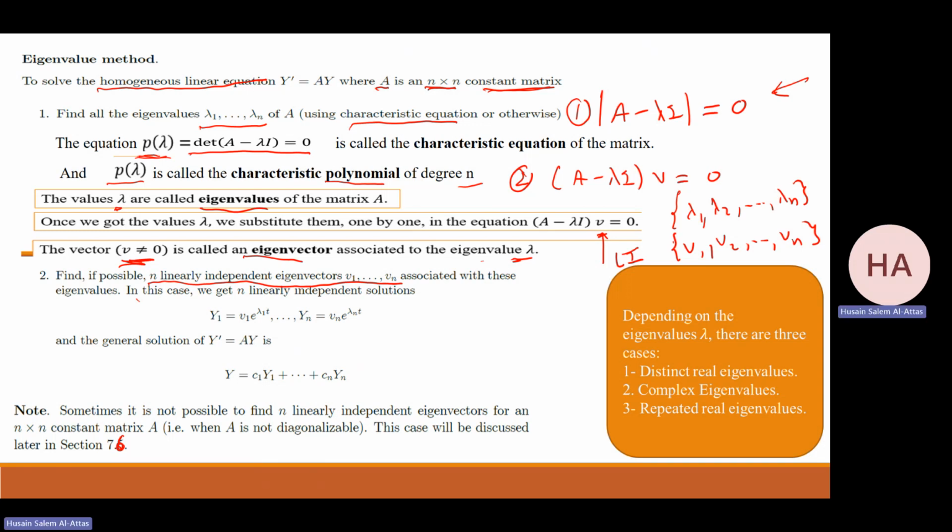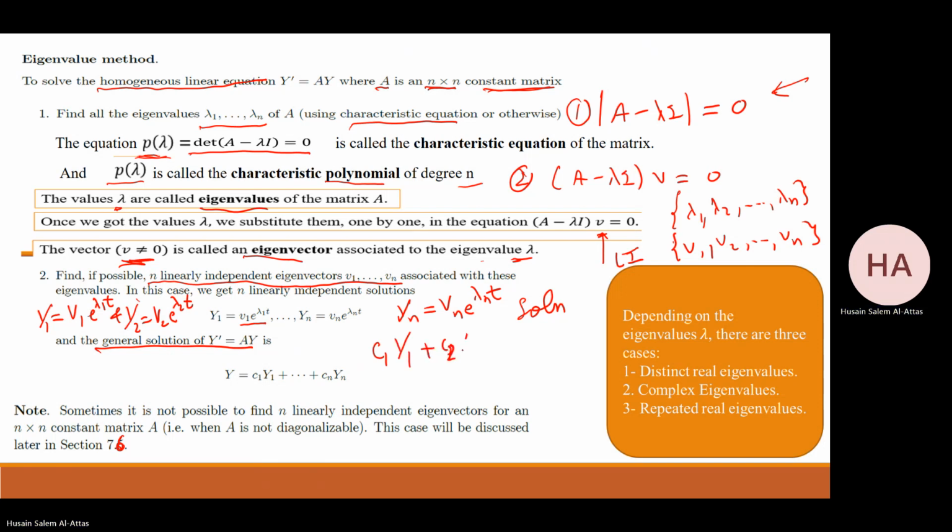So I get the solutions. I write them this way: Y1 equals V1 e to the lambda 1 t, Y2 equals V2 e to the lambda 2 t, and Yn equals Vn e to the lambda n t. Here the V's are just numbers and these are the variables. These are solutions. What will be the general solution of this system? It will be C1 Y1 plus C2 Y2 plus up to Cn Yn.